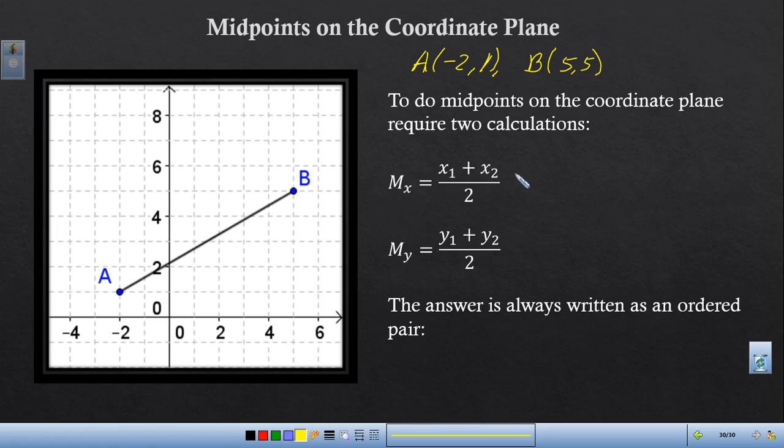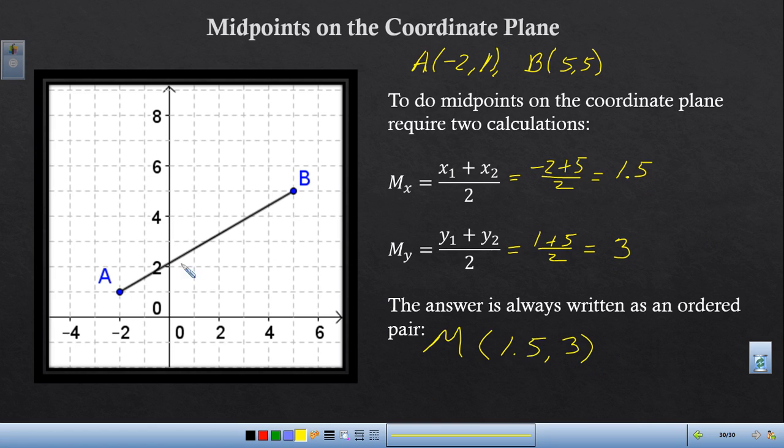So the x's are -2 plus 5 over 2, which is 1.5, 3/2. And the y's are 1 plus 5 over 2, which is 6 over 2, or 3. And then the answer is the ordered pair 1.5, 3. Remember that x always goes before y when we write the ordered pair. This would be the midpoint. If I check my answer, 1.5 is going to be right around here, and it matches up to 3. So here's 1.5, 3.